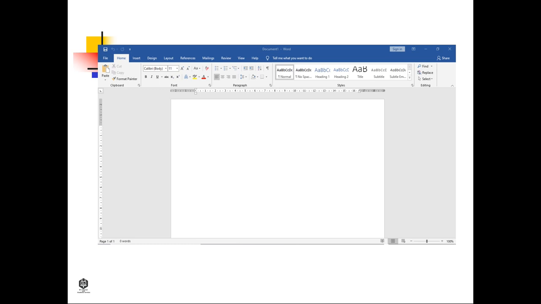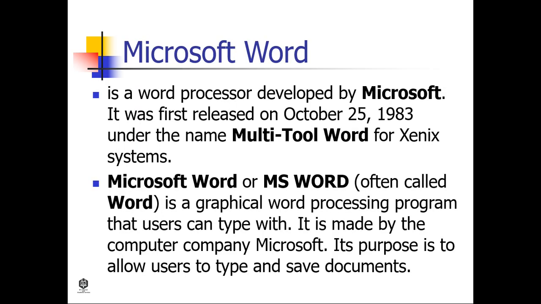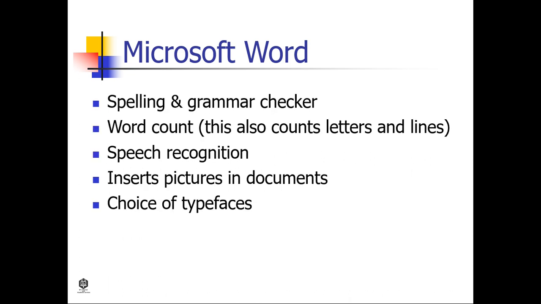Commercial versions of Word are licensed as a standalone product or as a component of Microsoft Office, Windows RT, or the discontinued Microsoft Works suite. Microsoft Word, or MS Word, often called Word, is a graphical word processing program that users can type with. It is made by the computer company Microsoft. Its purpose is to allow users to type and save documents.